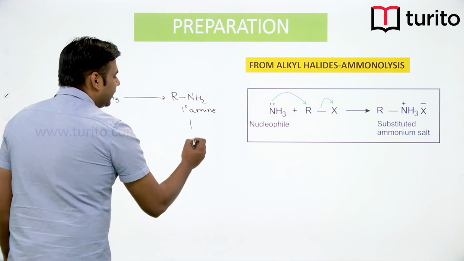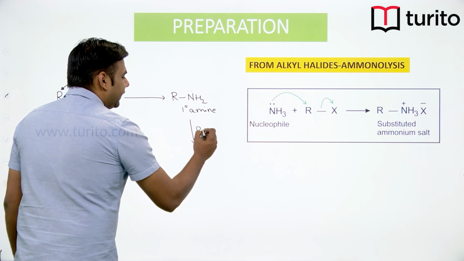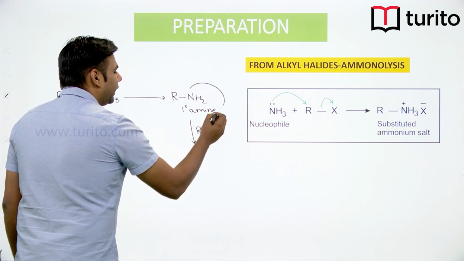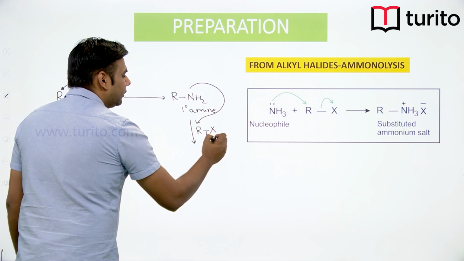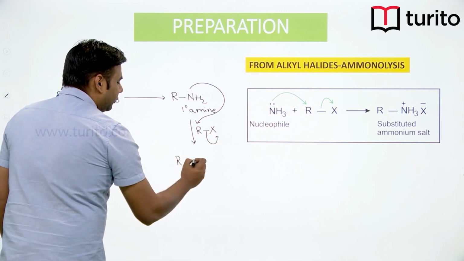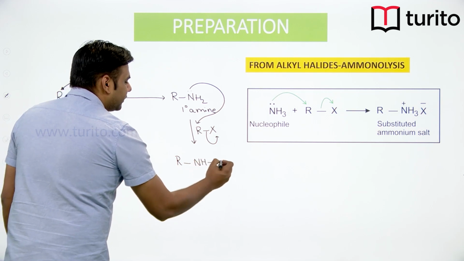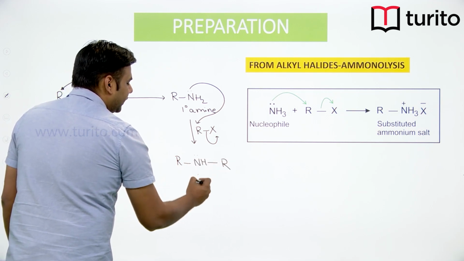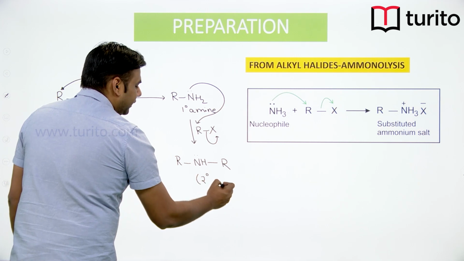So if there is any RX in the mixture that is left, this will again go and attack the carbon bearing the halogen. The halide will leave as a leaving group. So basically we are going to form R2NH, that is, a 2 degree amine.